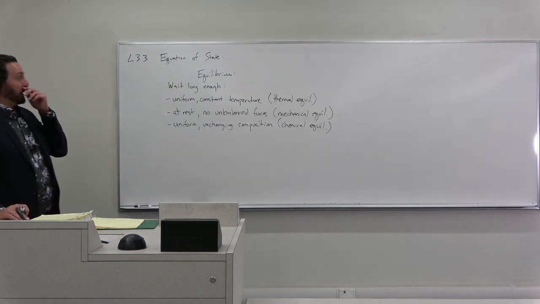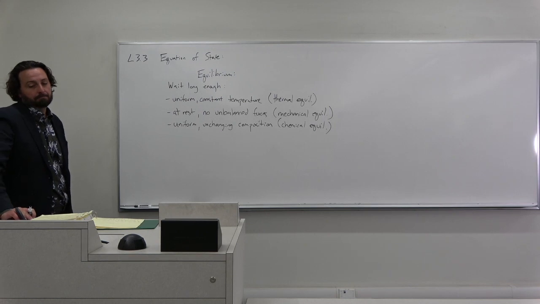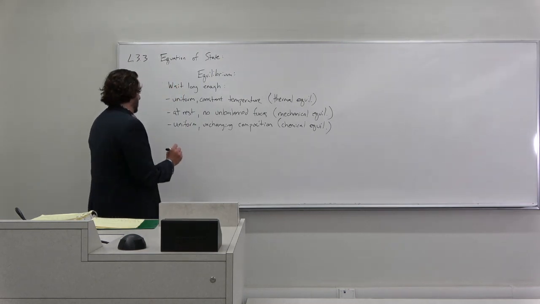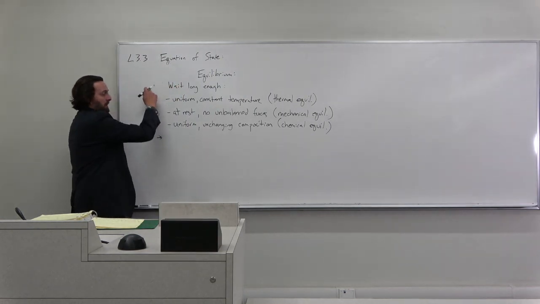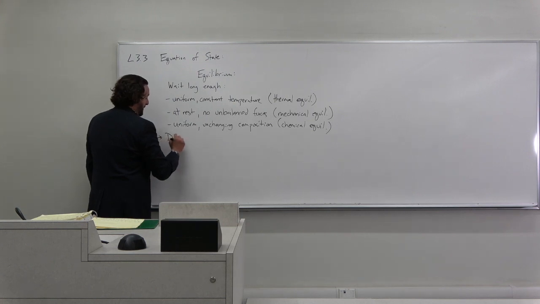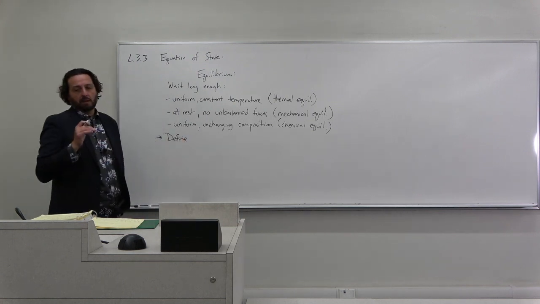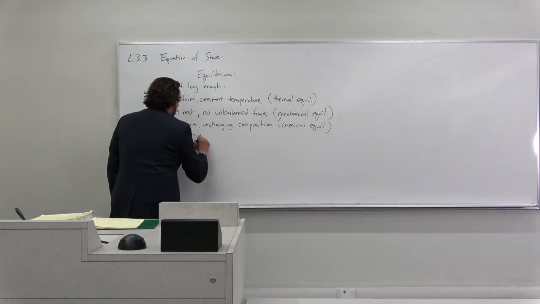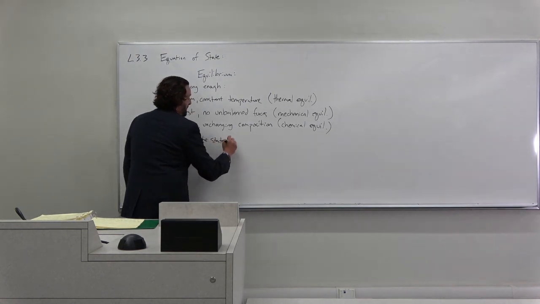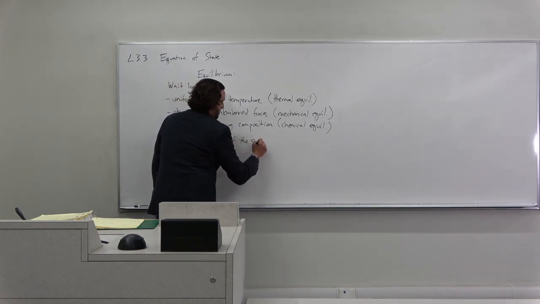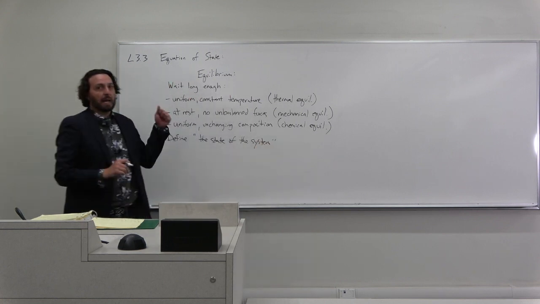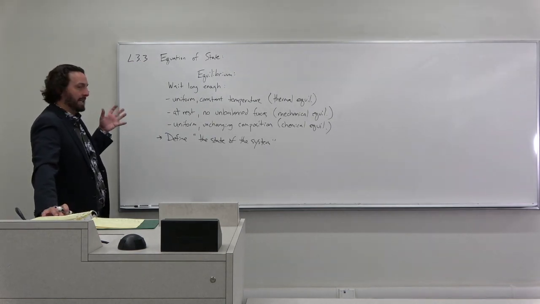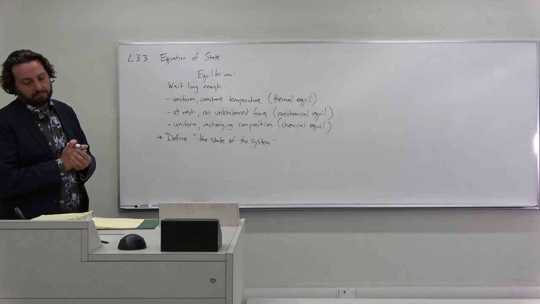Okay, so now that we have this equilibrium, we can define if a state is in equilibrium. Okay, this is important. If a state is in equilibrium, then we can define an equation of state, right? We can define the state of the system. If the system is out of equilibrium, then I cannot define the state of the system. I can't describe it with an equation of state, right?